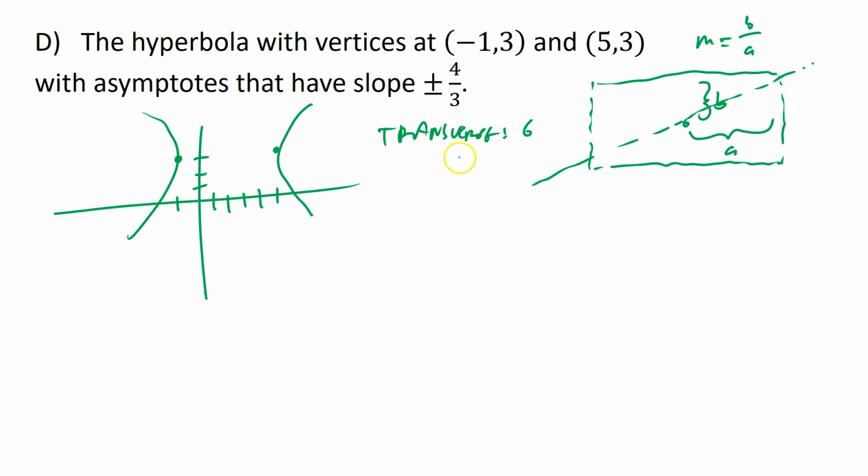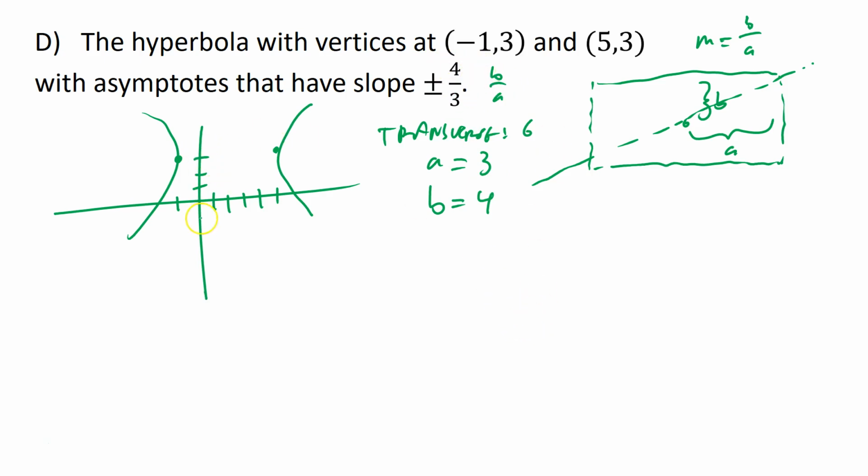So the transverse axis has a length of 6, which means that our A value, because it's horizontal, is equal to 3. So if A is 3 and 4/3 is B over A, then B must be 4. Because this is B over A, and we found out that A is 3. It's not like 6 or 9 or anything weird. It's just 3, so that means B is 4.